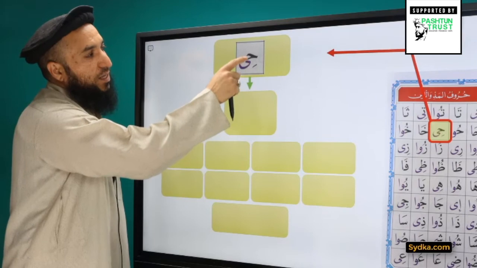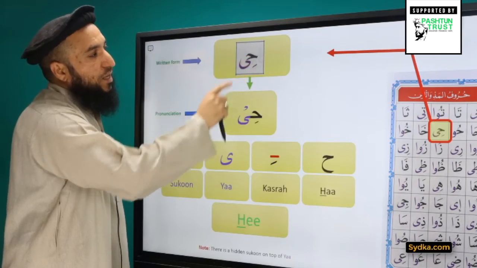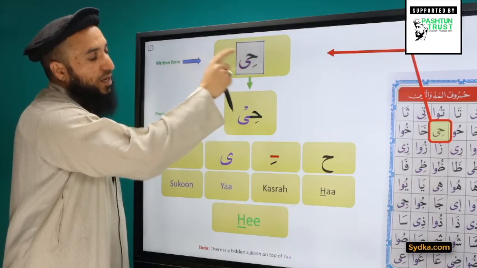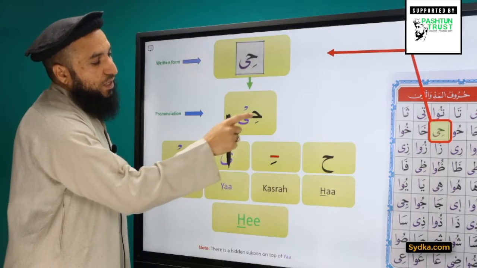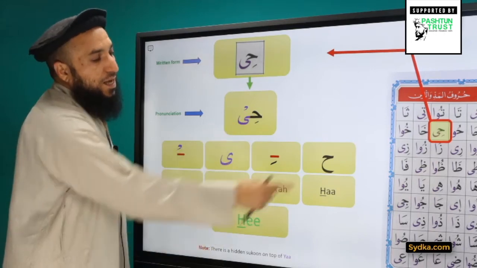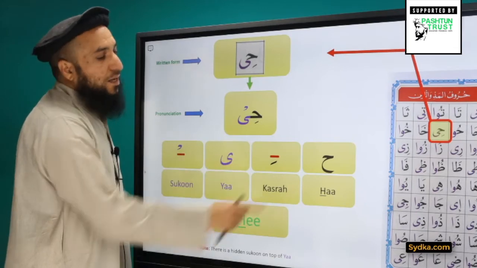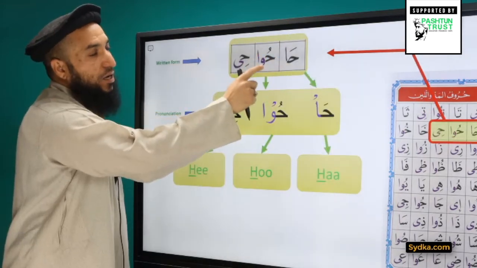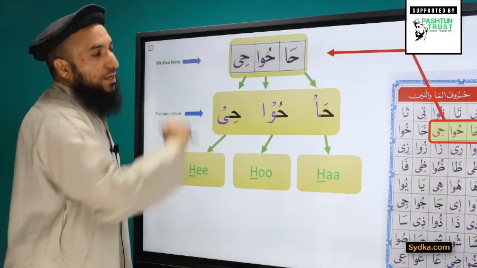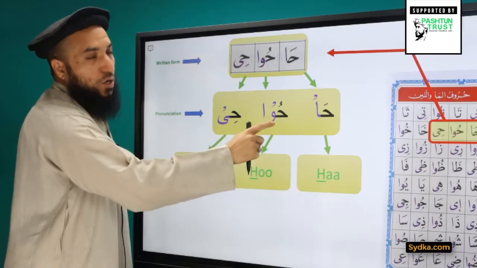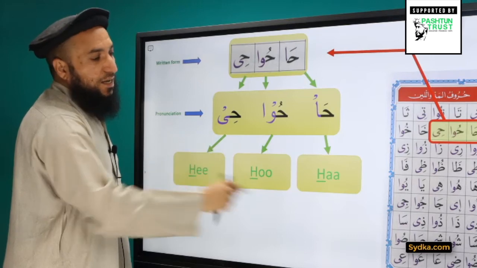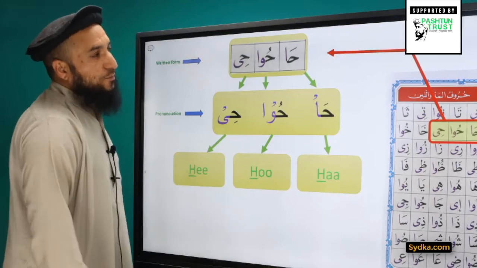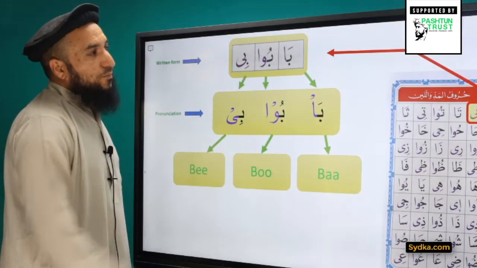The next syllable we have is ha kasra ya sakoon: hee. This has a hidden sakoon here. Ha is a light letter, it has kasra underneath, followed by ya, and ya has a hidden sakoon. So this is how we pronounce it. Ha kasra ya sakoon hee. Ha, hoo, hee. So the next few slides will be sounds only.